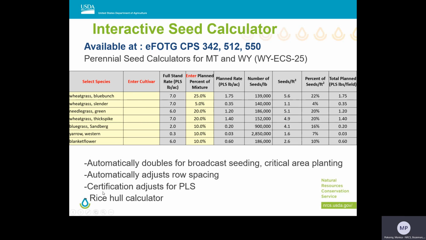Okay, we've covered a lot of different calculations today, and hopefully you're going to take home some good information from this presentation. But luckily in Montana and Wyoming, we do have automated seed calculators that do a lot of these seed calculations for us. They're going to automatically double the rates when you're broadcast seeding or when you're in a critical area planting. The calculators also will automatically adjust your row spacing or address change. They'll calculate the PLS in your certification page.